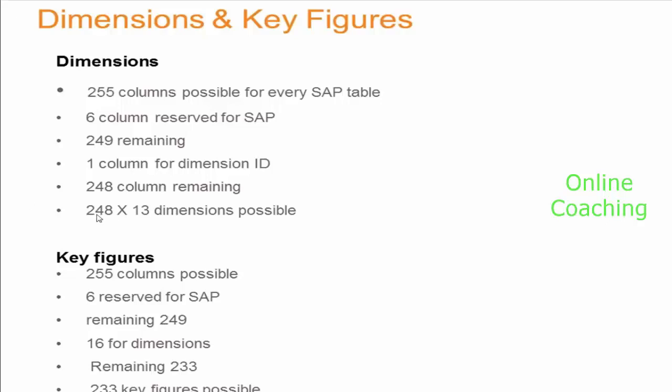Please observe here, 248 columns for a dimension, and a maximum of 13 dimensions I can create. Just imagine how much data I can store in the InfoCube. It's a huge amount of data. They're going to ask in the interview how many maximum characteristics I can add and how many maximum key figures I can add into an InfoCube. This is the answer.